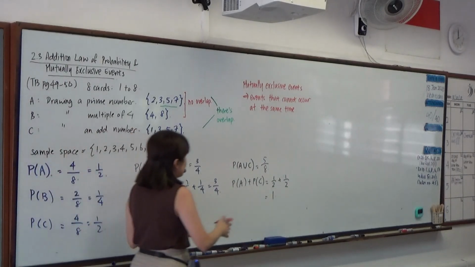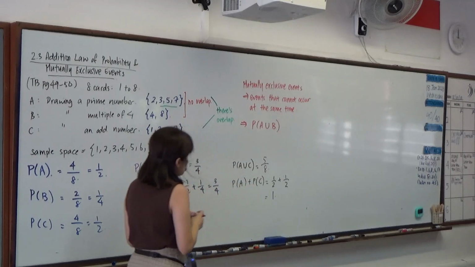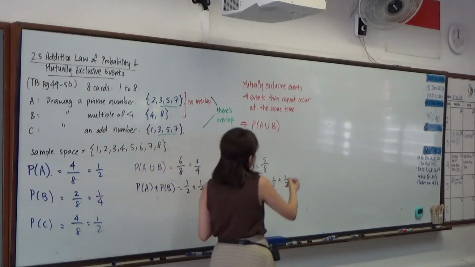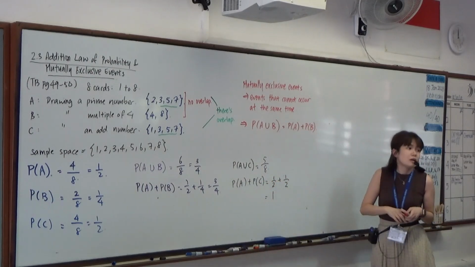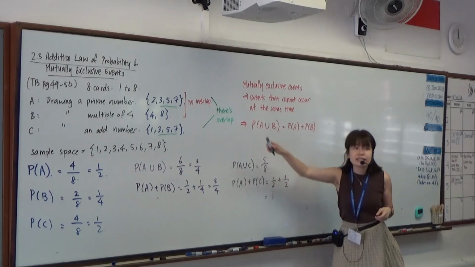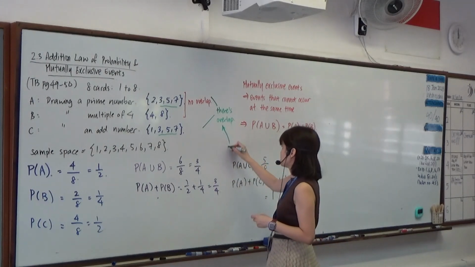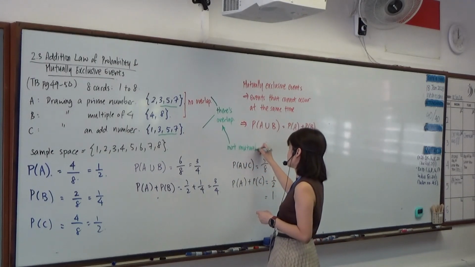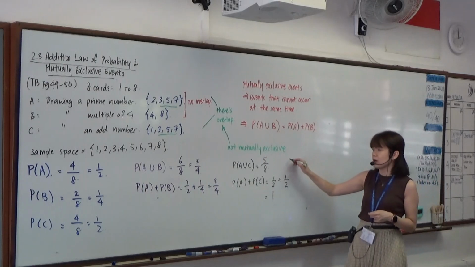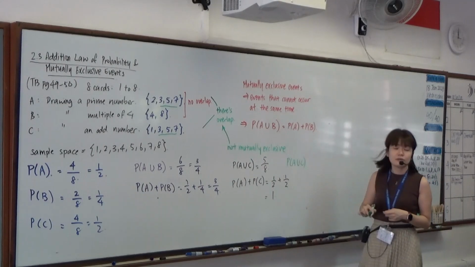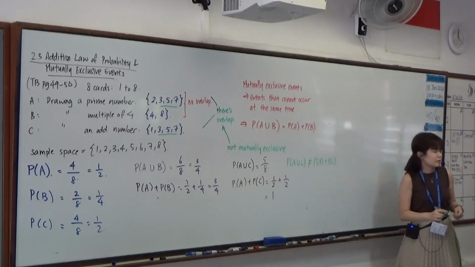For mutually exclusive events, we are able to conclude that if I want to find the probability of the union, it will be equal to probability of A plus probability of B. Whereas when there's an overlap, it means that they are not mutually exclusive events. Therefore, we observe that the union itself is not equal to the addition of the probabilities.